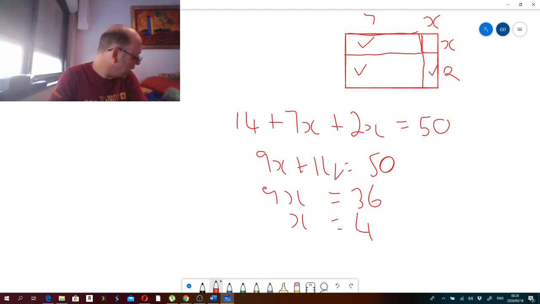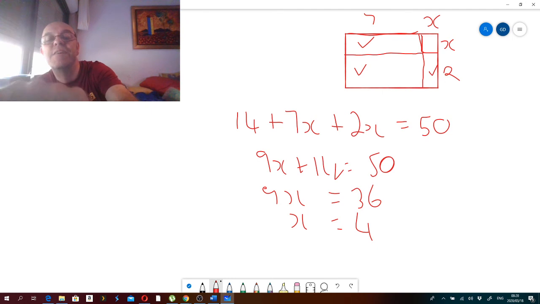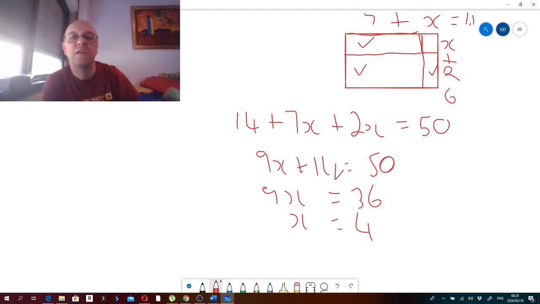Then it says calculate the length and the width of the whole garden. Well, x being 4, the length of the whole garden is 7 plus the x, which is 7 plus the 4. So if we make that there, we're going to have a length of 11. So this one here is 11, and this one over here, x plus 2, is going to be 6. So the whole garden is 11 and 6 for its length and its breadth.